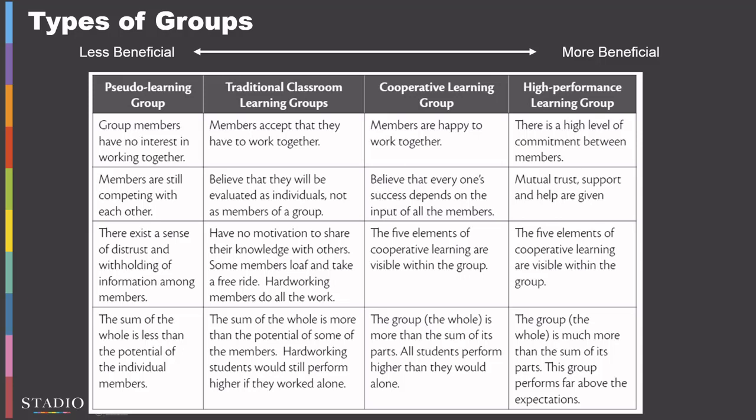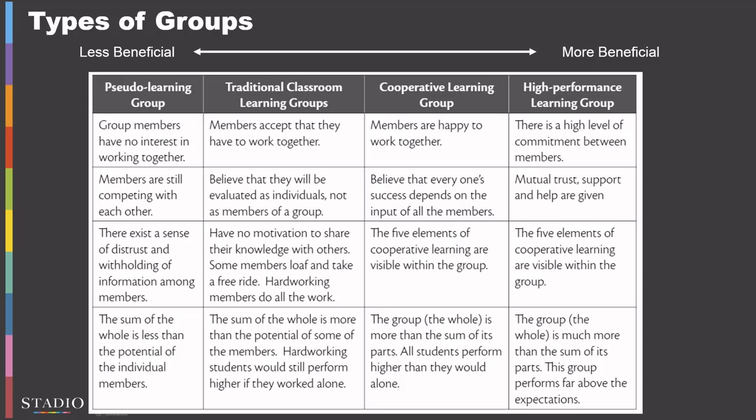So it is important to identify groups within your classroom as a teacher and to make sure that they are actually learning, there's actually learning taking place, and that they are not dysfunctional. So you can see on your screen a tabulated form of 4 different types of groups, with the groups on the right hand side of your screen being more beneficial and the groups on the left hand side being less beneficial.